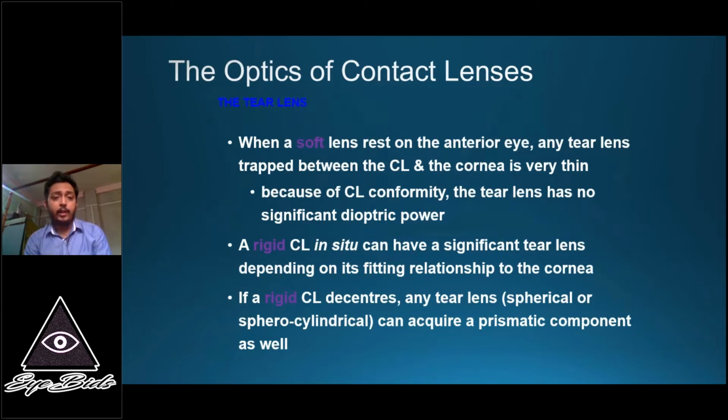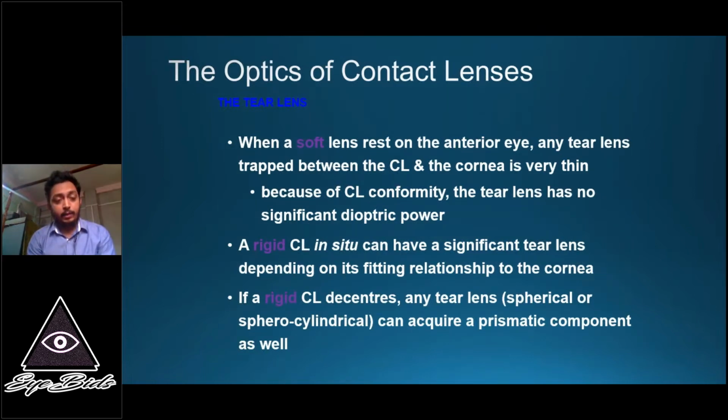Okay. Then the next one is the tear lens, the most important part of this lecture on the optics of the contact lens. The tear lens is the tear meniscus. It lies between the contact lens and the cornea. While we are discussing the soft contact lens, we know it contours the shape of the cornea. The conformity is very good, so there will be very little or almost no tear lens between the cornea and the contact lens.